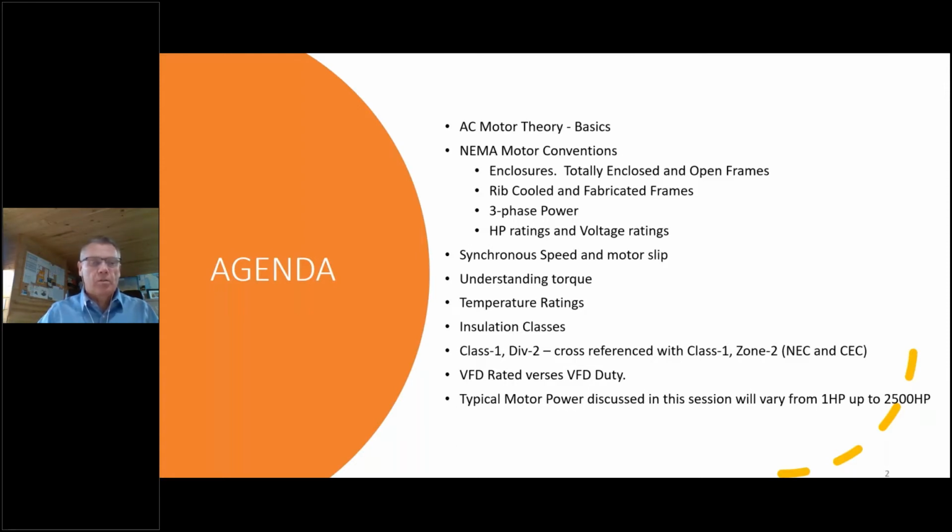We'll segue into some of the differences or nuances between the National Electrical Code and the Canadian Electrical Code on Class 1 and Division 2. I'll wrap up with a fairly high-level overview of what some of the differences are between a VFD rated motor and a VFD duty motor.